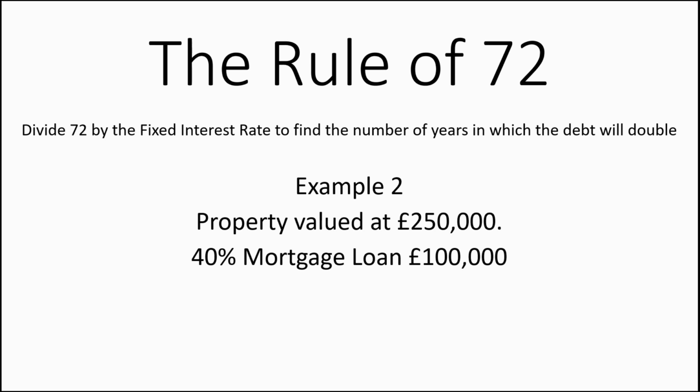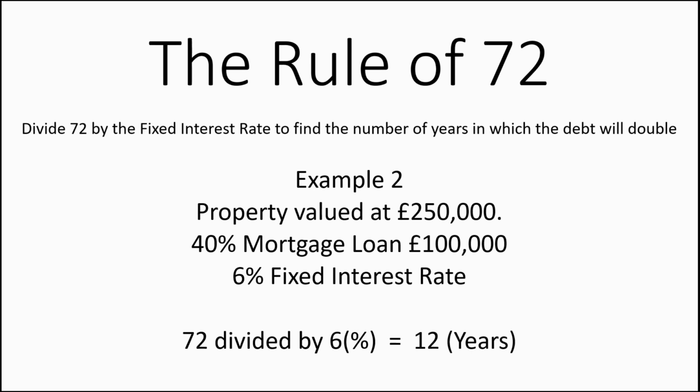There's another example. It's the same property, £250,000, the same mortgage, but the difference is here we're going to use 6% as a fixed interest rate. Now you may remember when we had high interest rates some years ago, 6, 7, 8% wasn't unusual. So you can see what happens if we use 6%. Divide 72 by the 6. It gives us 12 years. So in this instance, it will take 12 years for that debt to double. And we'll look at this shortly and see it again.